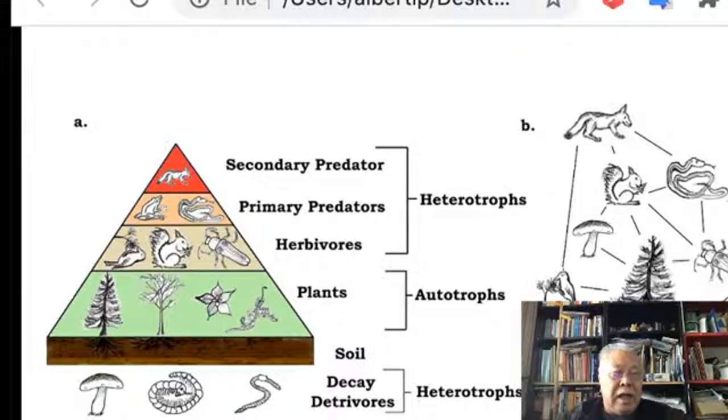Okay, so this is a little diagram showing all these different types of things coming together. But I'm not a biologist, okay?